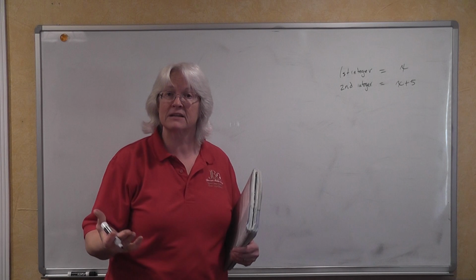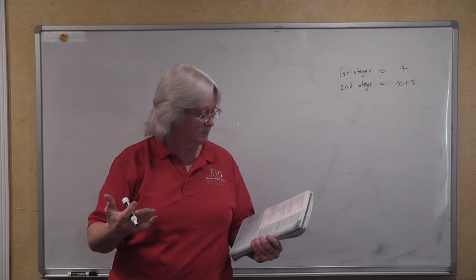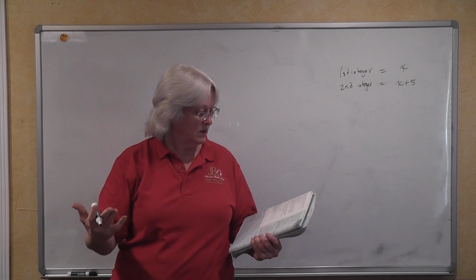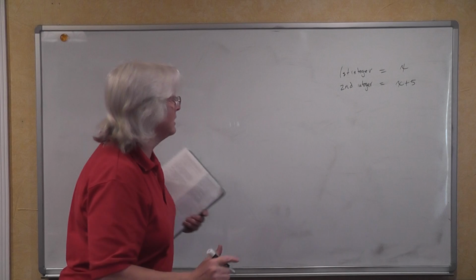First integer is x, second integer is x plus 5. What else do we know? The sum of the squares of the integers is 193.